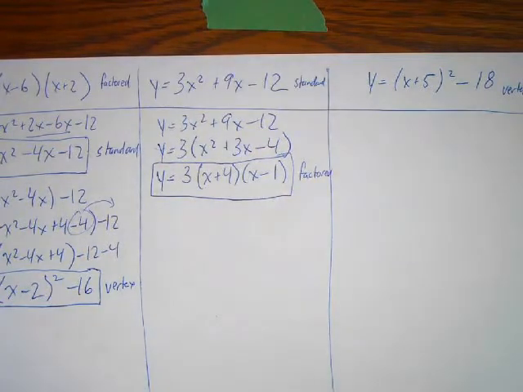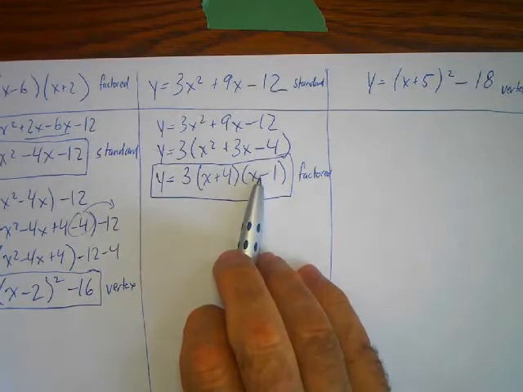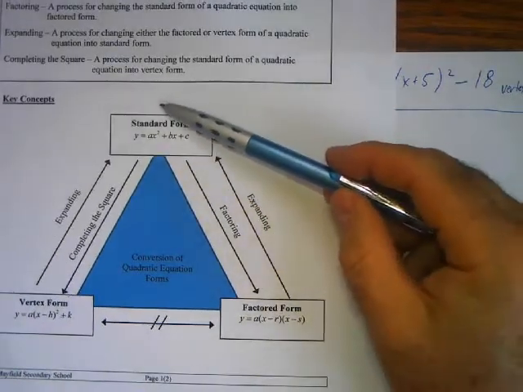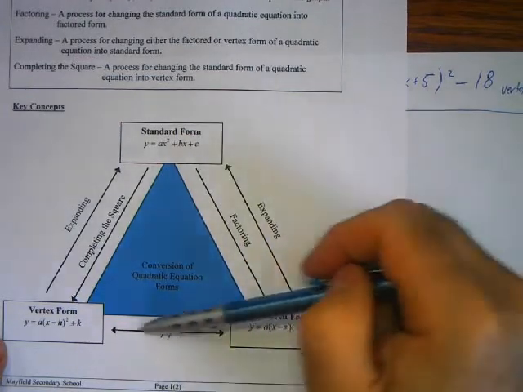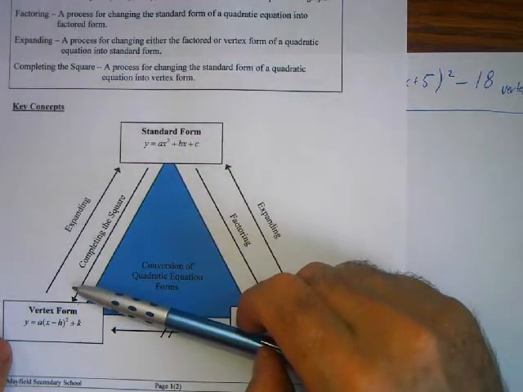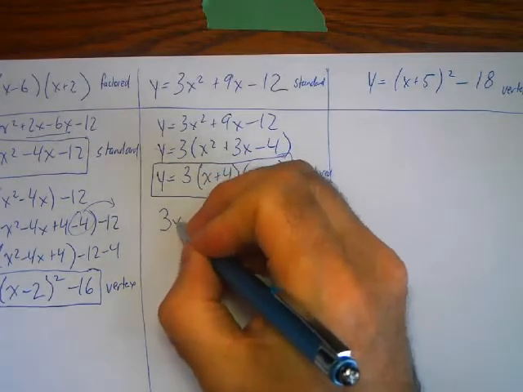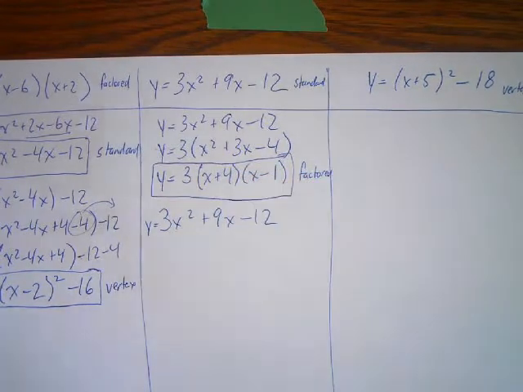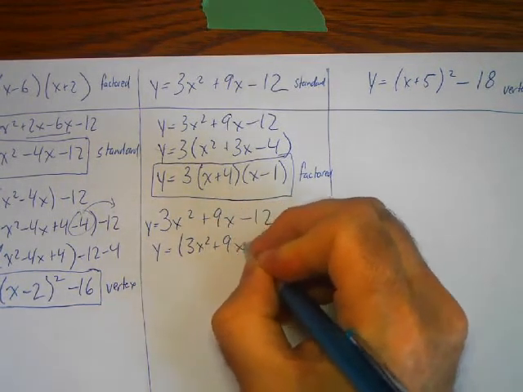Okay, now the second, we've got standard and factored. Now we want vertex. Now I'm not going to start from here, because I started with standard form in this case, and I just created factored form. Well, factored form's not going to help me get vertex form. I can't go there, but I can go back to the original standard form equation and complete the square to get vertex form. So that's what I'm going to do. I'm going to rewrite the original equation, and we put brackets around the first two terms when we're completing the square.